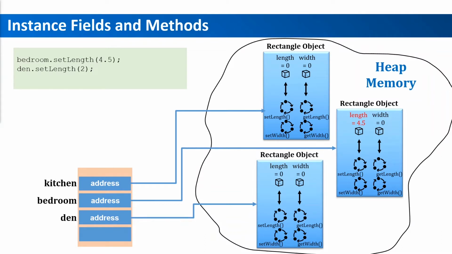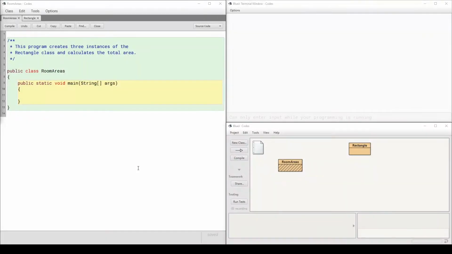Once you set the length and width of each of these objects, you can call the getArea method that we defined before and calculate the total area of the studio. This is what we will do in the following coding demo. In this demo, I'm going to create 3 instances of the rectangle class, and then I'm going to use these instances to calculate the overall area, assuming that these 3 different rectangles represent 3 different areas of a studio.